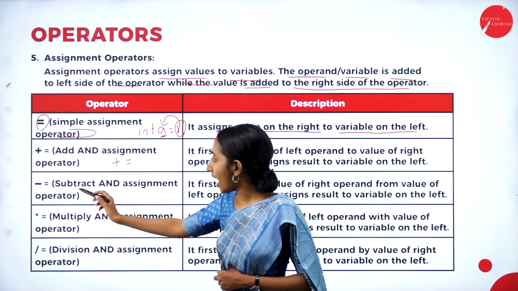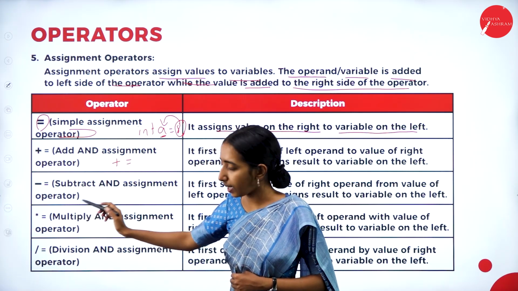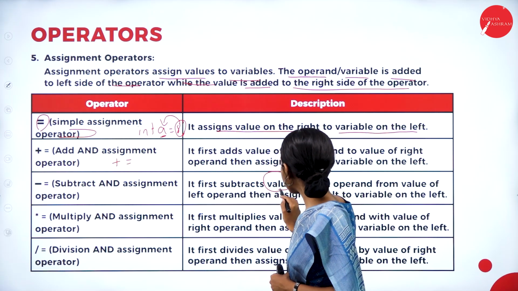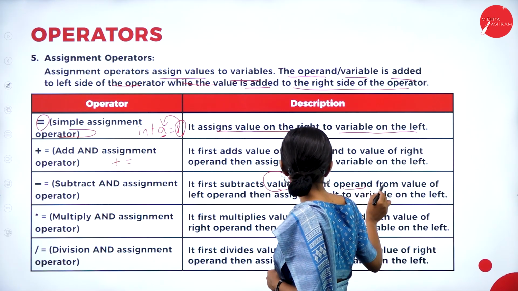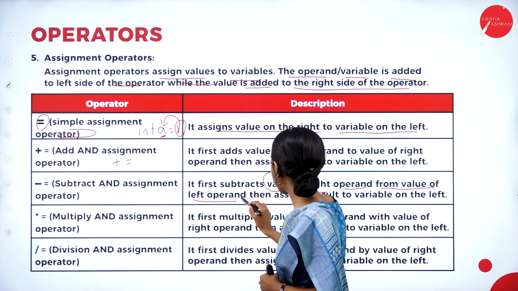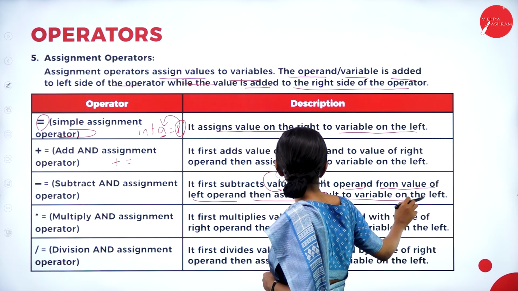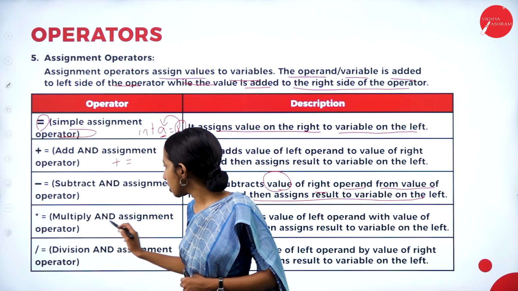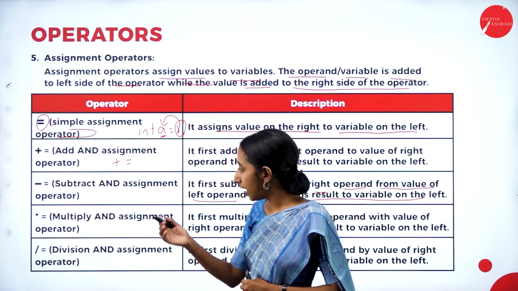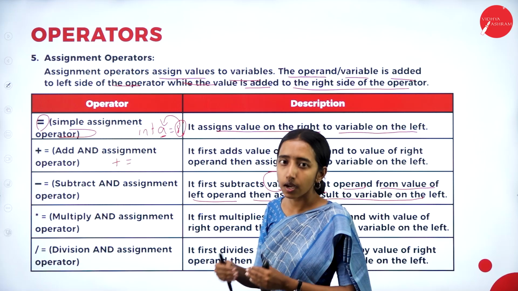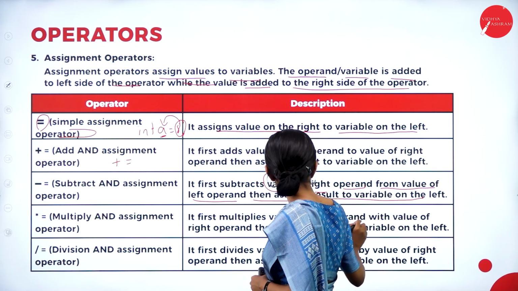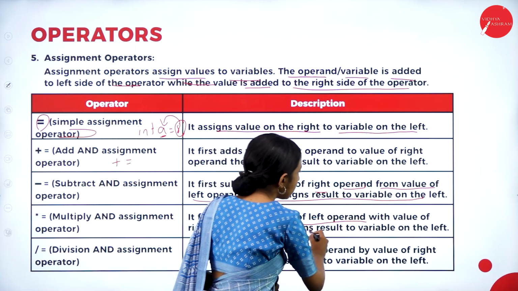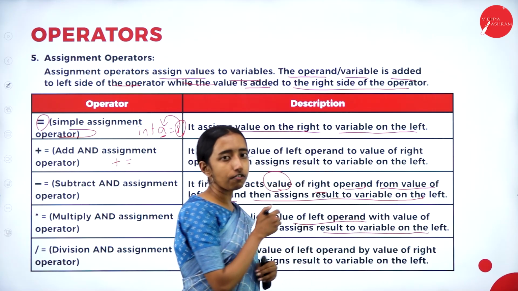Next we are having the subtract and assignment operator. It first subtracts the value of the right operand from the value of the left operand, then assigns the result to the variable on the left side. Next we are having the multiplication and assignment operator. In the same way, it first multiplies the value of the left operand with the value of the right operand and the result is assigned to the left variable.